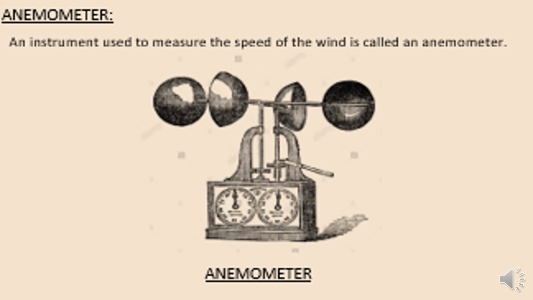The next is the anemometer. An instrument used to measure the speed of the wind is called an anemometer. This is an instrument with the help of which we can measure the speed of the wind, or you can say we can measure the speed with which the wind is blowing. So this instrument helps to measure the speed of the wind.